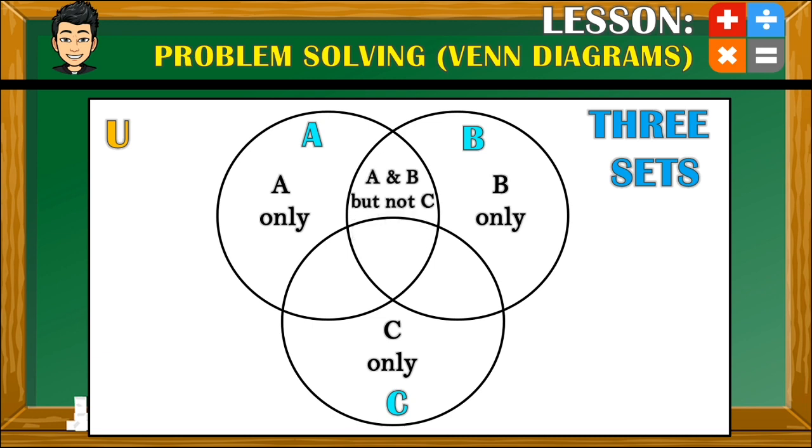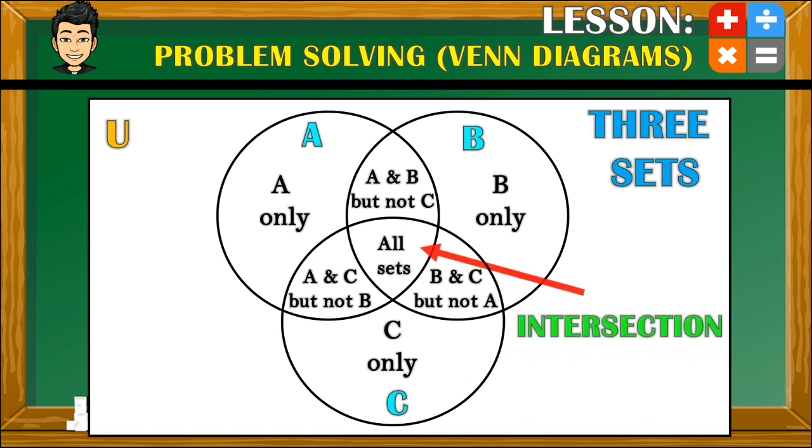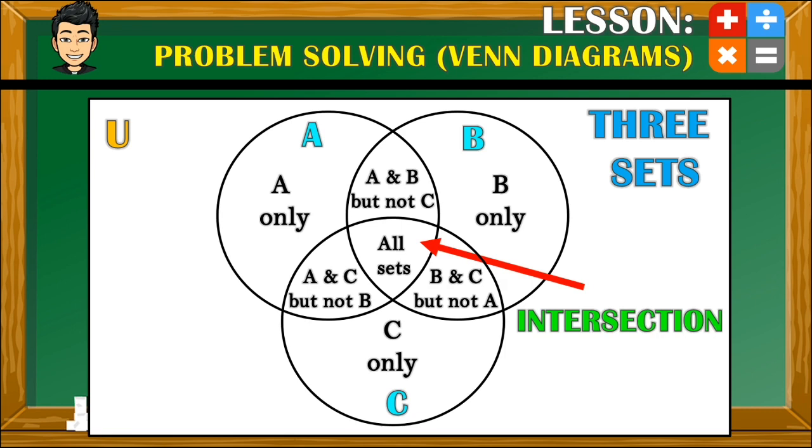Sa portion na to, makikita natin yung mga elements na nasa sets A and B but not C. Dito naman ang mga elements ng sets A and C but not B. Sa kabilang side, we have the elements na makikita sa sets B and C but not A. And of course, sa gitna or middle part ng ating Venn diagram, dito yung mga elements that are common to all sets o yung mga parehong elements na makikita sa sets A, B, and C. In short, ito yung ating intersection. Sa labas naman ng ating Venn diagram, dito makikita yung mga elements na hindi kabilang sa three given sets.